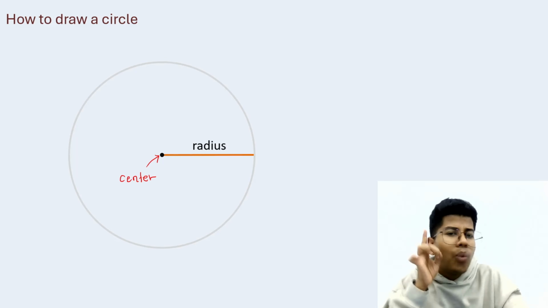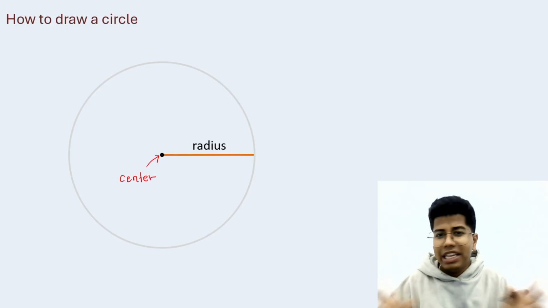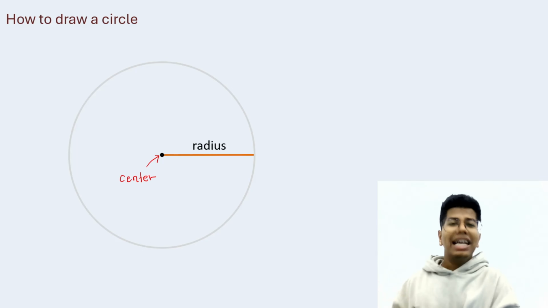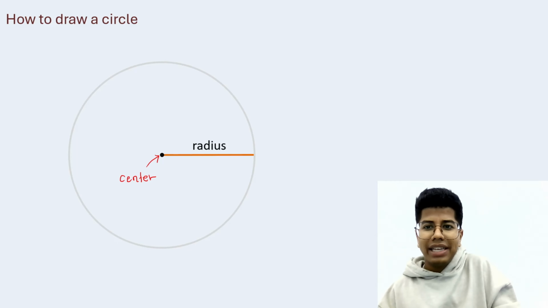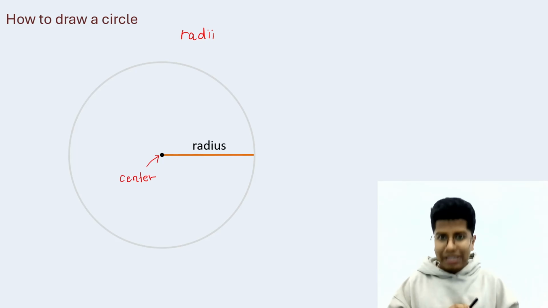Now this is just one radius. If I draw more radii, and of course there are many, they are called the radii. It is called radii when there are multiple radius present.